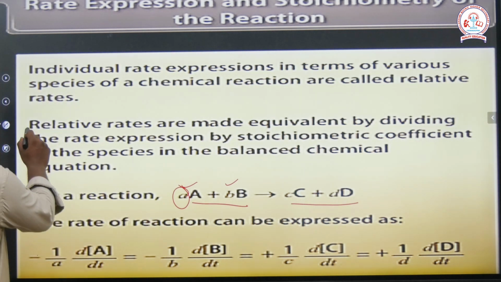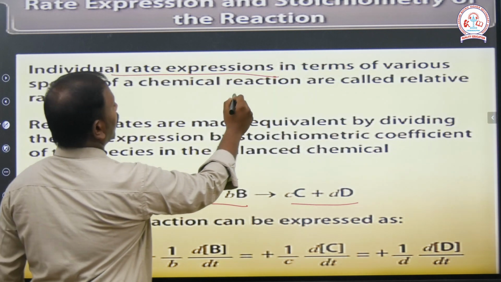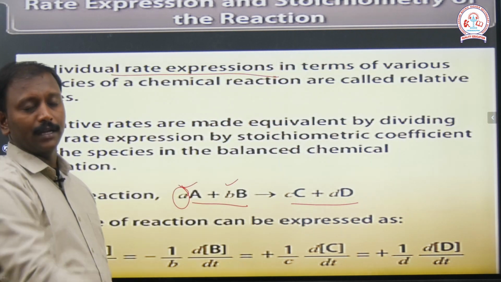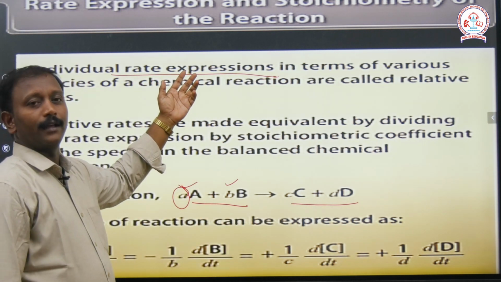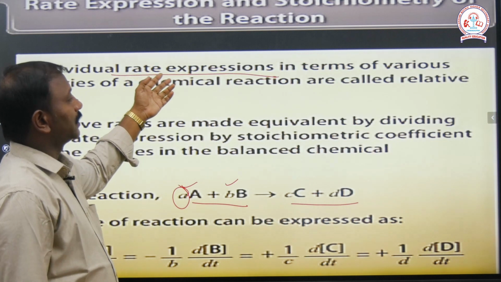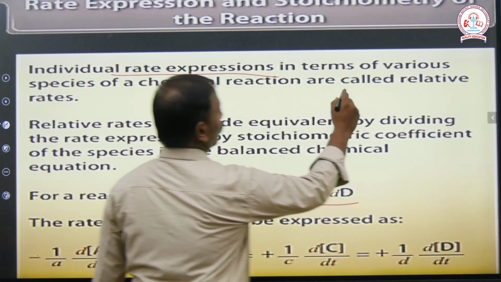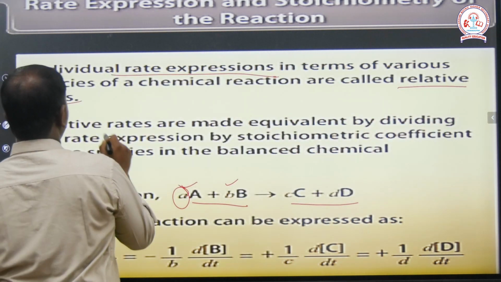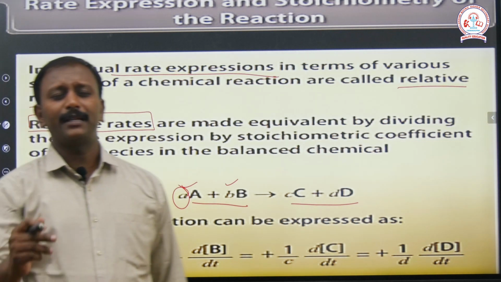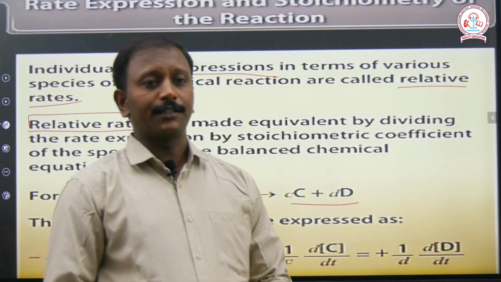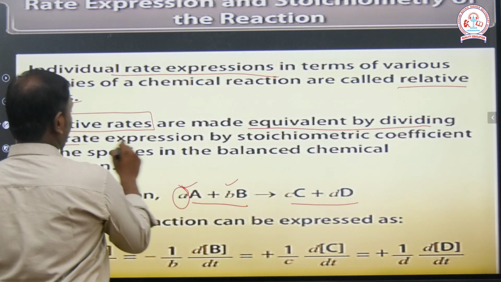Now the individual rate expressions. What is a rate expression? It is the concentration of the reactants divided by time. So the rate expressed in terms of the various species of a chemical reaction is called the relative rate. What is meant by relative rates? Relative rates are obtained by dividing the rate expressions by the equivalent stoichiometric values.